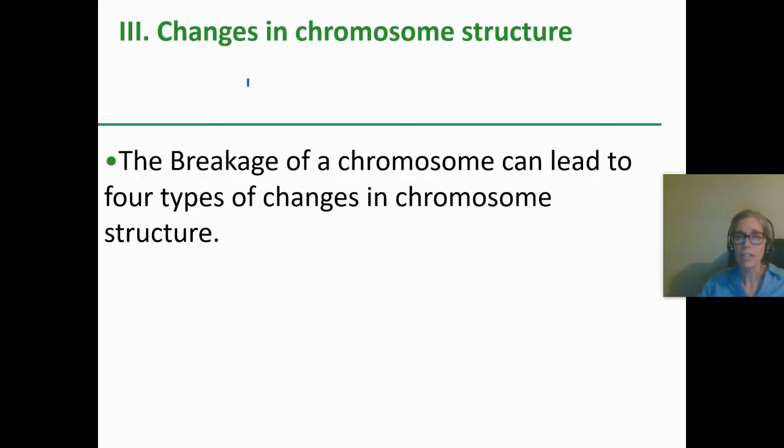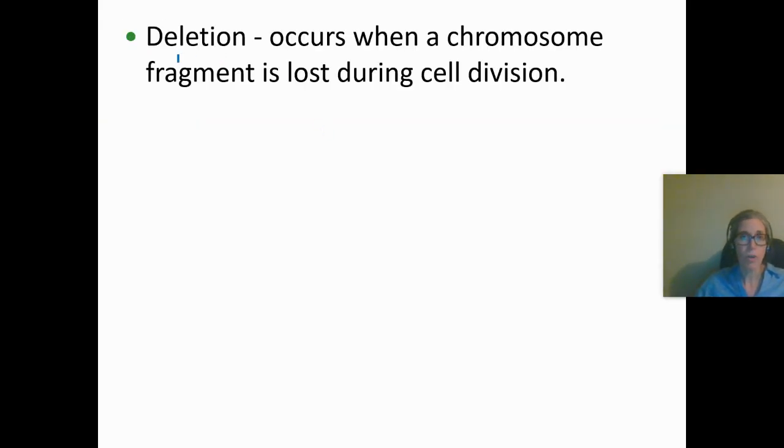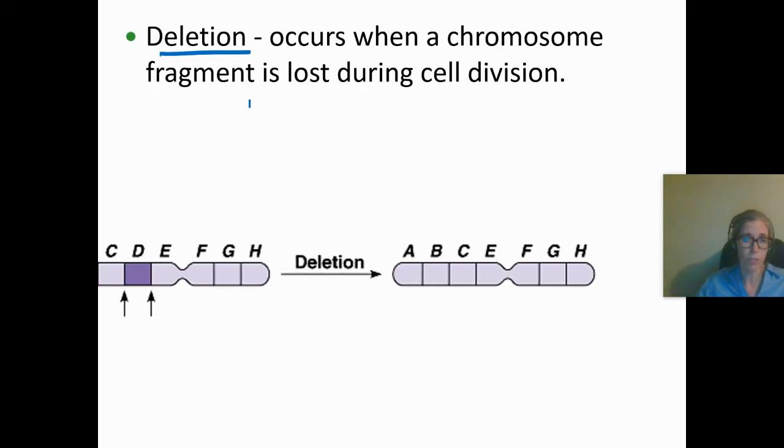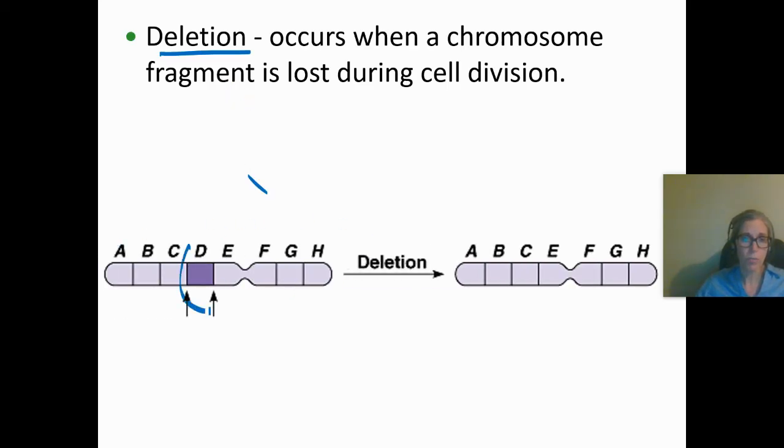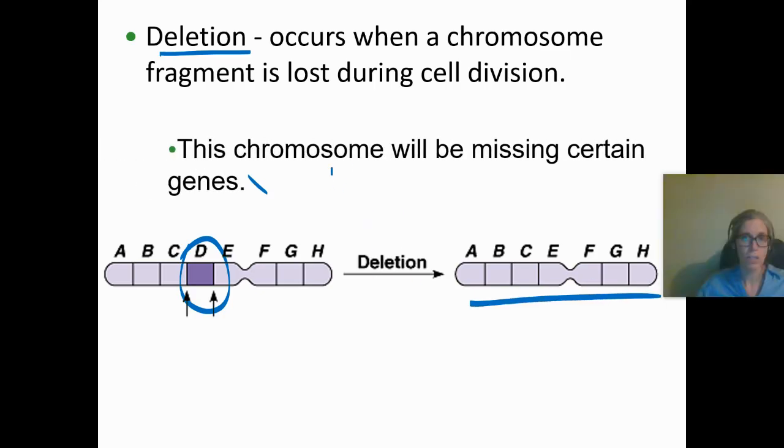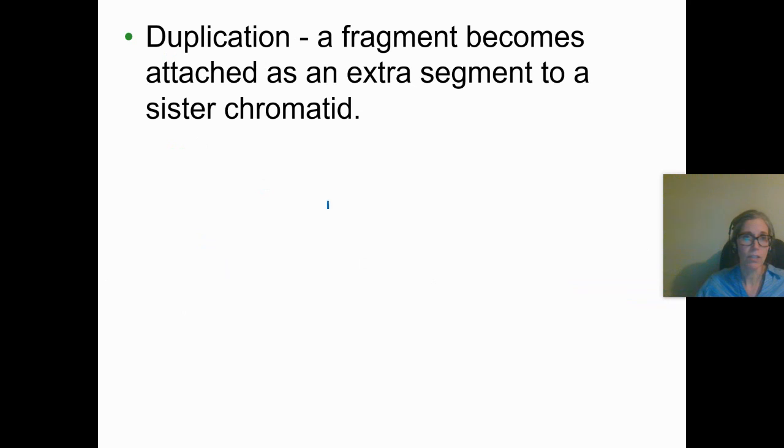Okay, so last thing I want to do is changes in chromosome structure. Chromosomes can break and then either be lost or added back on to either the same chromosome or a different one. So if you have deletion, that means you're missing a piece of a chromosome, and it's not one gene that's deleted, it's several genes. It's a whole section of a chromosome. So if you look at this chromosome, if this part is deleted, it looks like that. It will be missing certain genes.